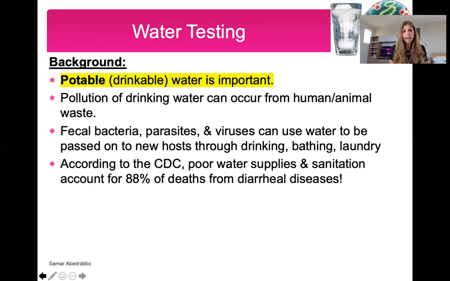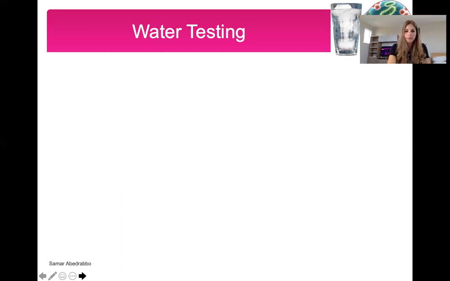So we can see fecal bacteria, meaning bacteria from people's feces or waste or animal waste, parasites, viruses, and all of these can be passed down to the human host through either drinking that water, using that water to take a shower, laundry, any of those things. So it's very important to test water, and microbiologists are typically the ones who test water. According to the Center for Disease Control, poor water supplies and sanitation account for almost 90% of death from diarrhea. So it is a major world health problem, and you guys are going to learn about the water testing that's done to determine if that water is potable or not.